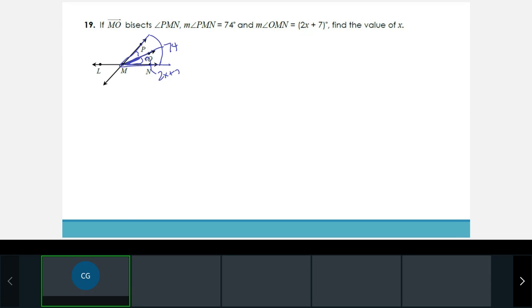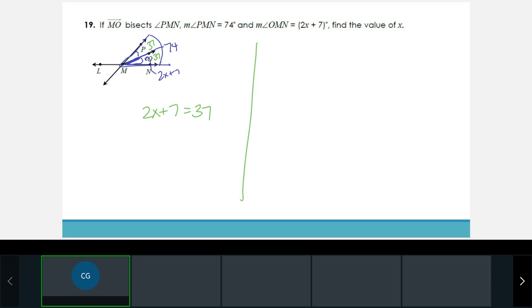Okay, so now there's two ways to do this. I'm going to show you both ways, and you can decide which way you like best. I don't think either one's really better than the other. But if I know that the whole angle is 74 and I cut it in half, then 74 divided by 2 is going to tell me what each piece equals. So what's 37? So I know that each of these little dudes is 37. So I can say that 2x plus 7 equals 37.